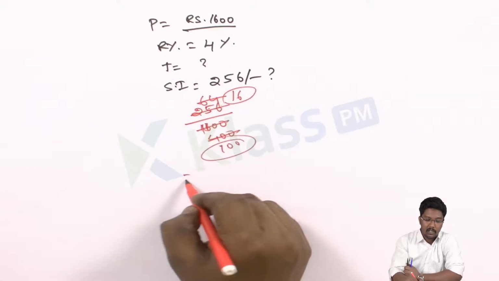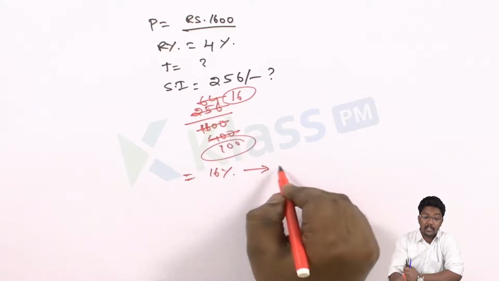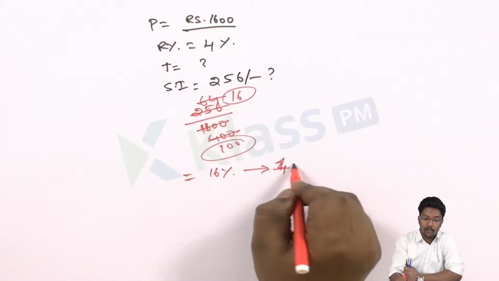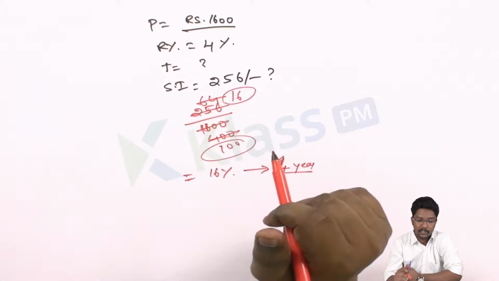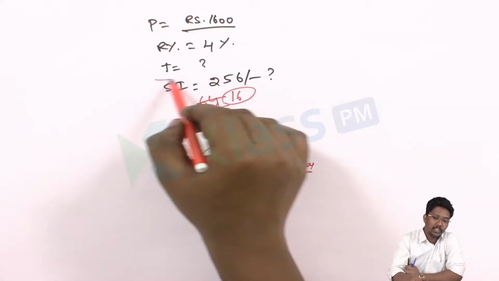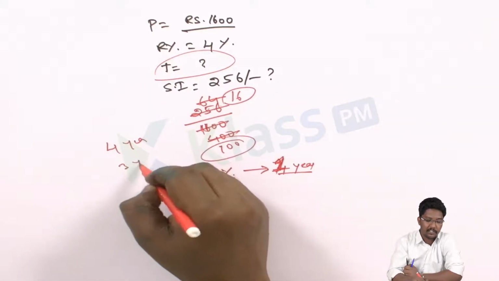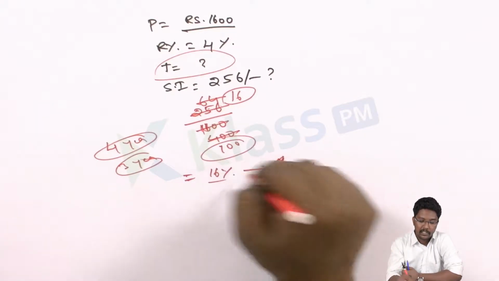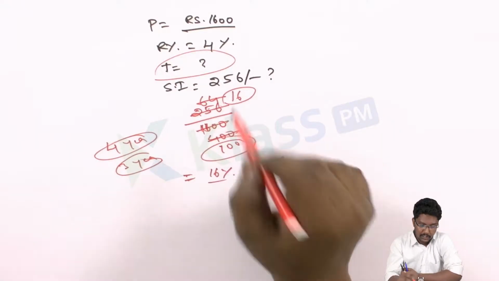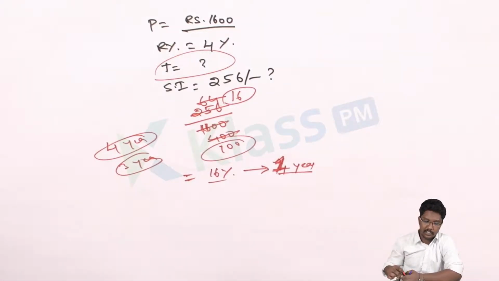Don't calculate from after this. Okay, 16% is the rate of interest for 4 years or 1 year? For 1 year I am paying 256 rupees. 16%, is it correct or wrong? We don't know the time period. In the previous problem, we knew the time period, 4 years, 3 years. But here we are calculating the time period. Then how will we know whether it is for 1 year or 4 years? 16% for 100. So let us consider this one.